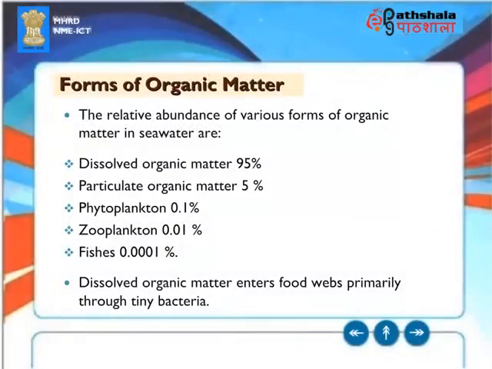Forms of organic matter. The relative abundance of various forms of organic matter in seawater are dissolved organic matter 95%, particulate organic matter 5%, phytoplankton 0.1%, zooplankton 0.01%, fishes 0.0001%. Dissolved organic matter enters food webs primarily through tiny bacteria.